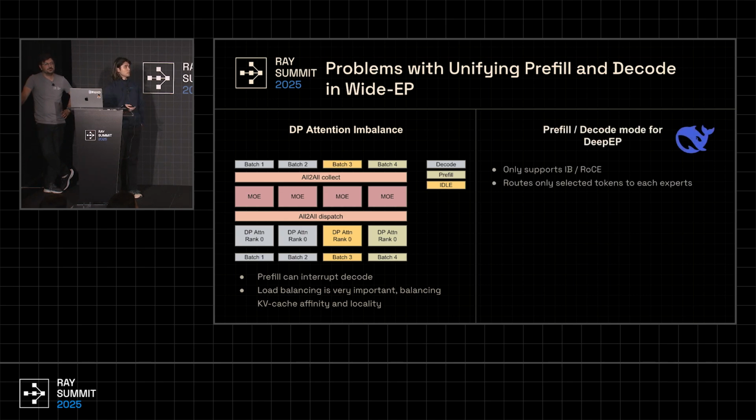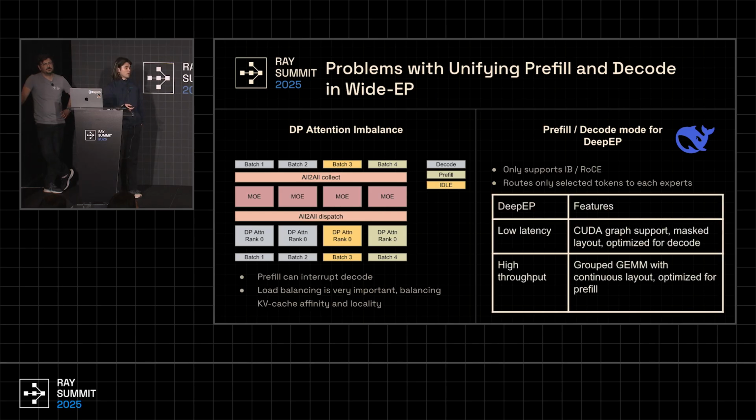And the other is that by unifying prefill and decode, you miss out on the optimizations at the kernel level. The DeepEP kernels are optimized separately for prefill and decode stages. The low latency kernel is optimized for decode and high throughput for prefill. And so you're basically leaving performance on the table without using the specialized kernel.